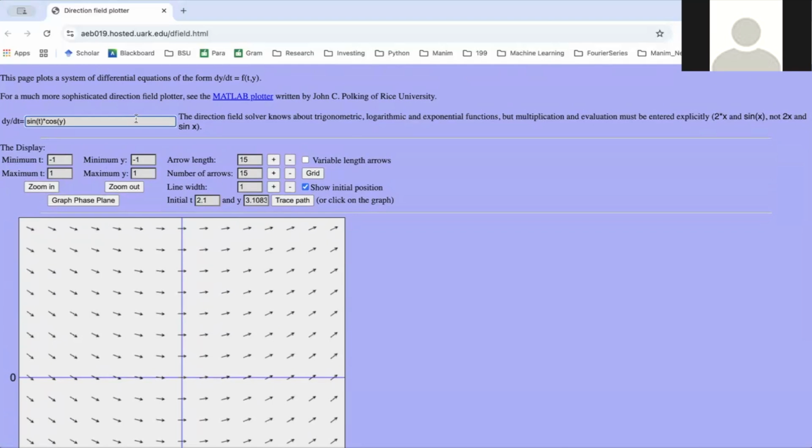Let me try something else to help with the visualizations. Let's do the one in example 2, 0.2 times x times y. But again, the setup of the website is that the independent variable is t, not x, so be careful when you type in the information. The differential equation in example 2 is dy/dx equal to 0.2 times x times y. But in this case, it's going to be 0.2 times t times y. You click on graph phase plane, and you're going to see the direction view and solution curve.